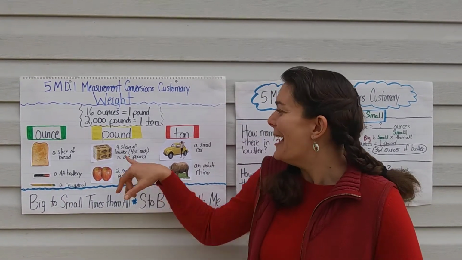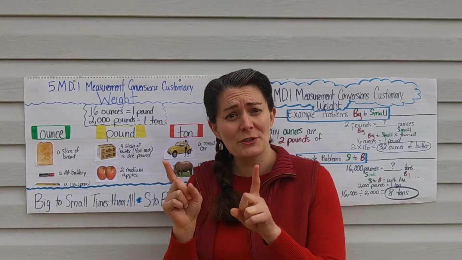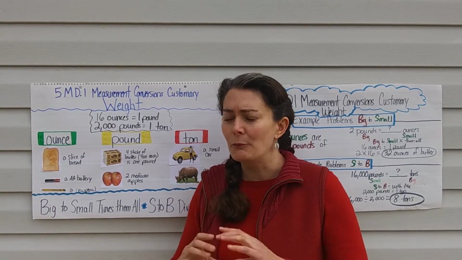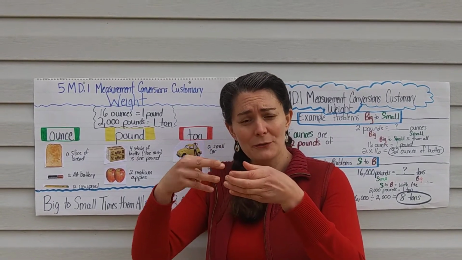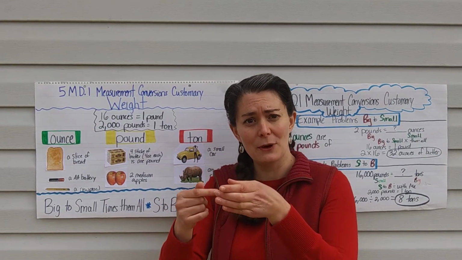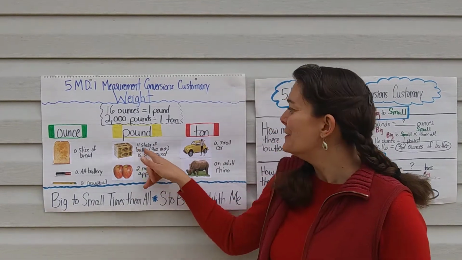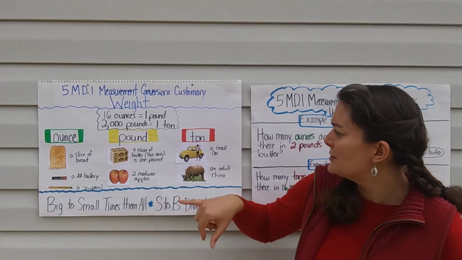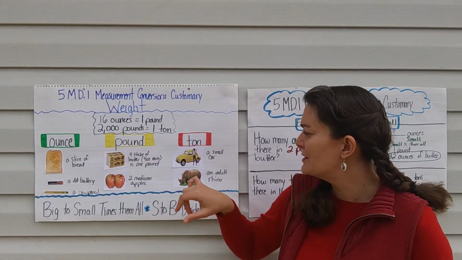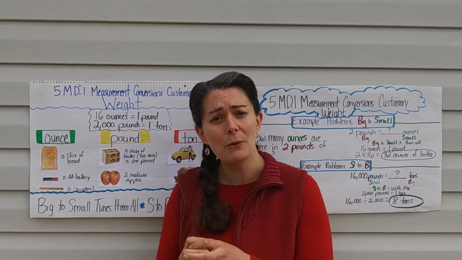Pounds, I think a lot of math measurements with food connections, because I like food. A pound is actually 4 sticks of butter. When you buy that whole little box of butter, there are 4 sticks in there. Each of those sticks is 4 ounces. 4 times 4 is 16 ounces, which makes 1 pound of butter. 2 medium-sized apples is about a pound.